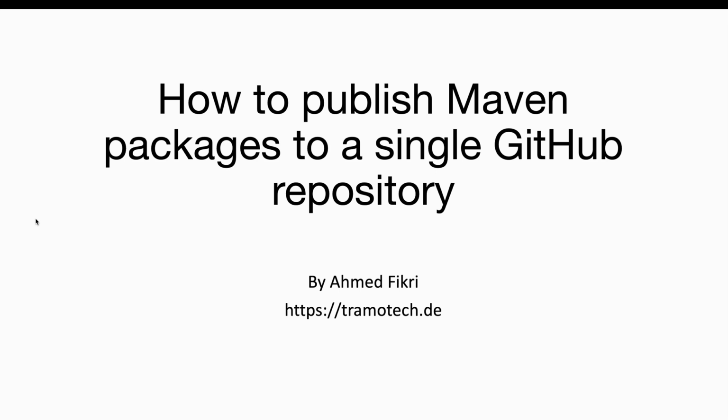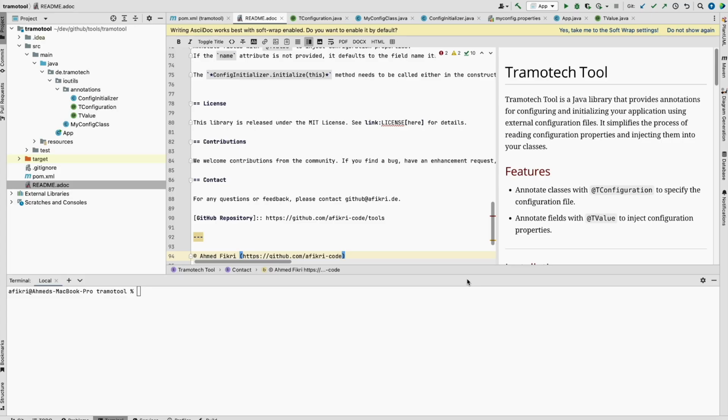Hello, in this video I want to show you how to publish a Maven package to a single GitHub repository. Publishing a package on GitHub allows it to be used as a Maven dependency from anywhere. In our demo, we will deploy a simple Java library that provides various IO utilities.